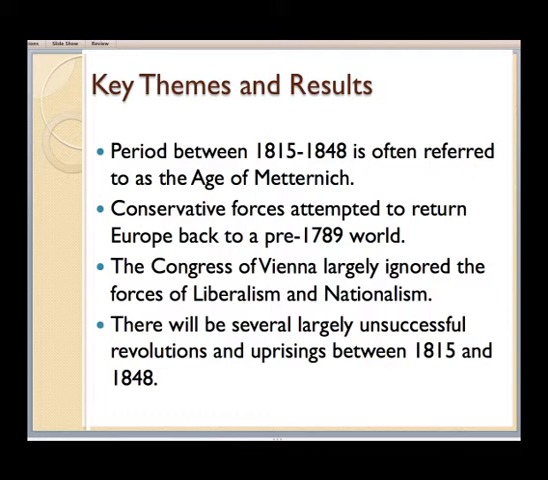We will find conservatives like Bismarck and others of the second half of the 19th century will do a better job of bringing those forces in and taking pieces of them. We will see a lot of revolutions and uprisings between 1815 and 1848 because of this attempt to clamp down on liberalism and nationalism, and because of the freedoms that people learned about during the French Revolution.